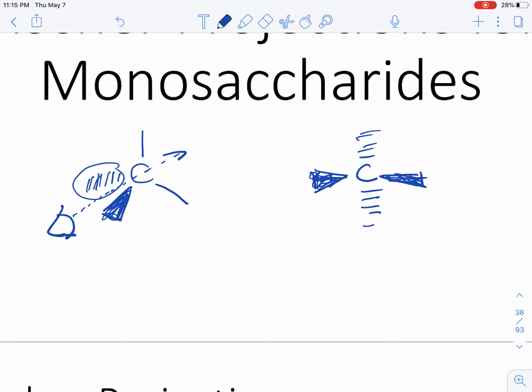Okay? Because with respect to our perspective, our line of sight, these two bonds are now behind the plane of the central carbon, while these two bonds are pointing towards the eye. That's why I'm representing them as two bold lines, and these two normal lines become these dashed lines. Hopefully that makes sense.